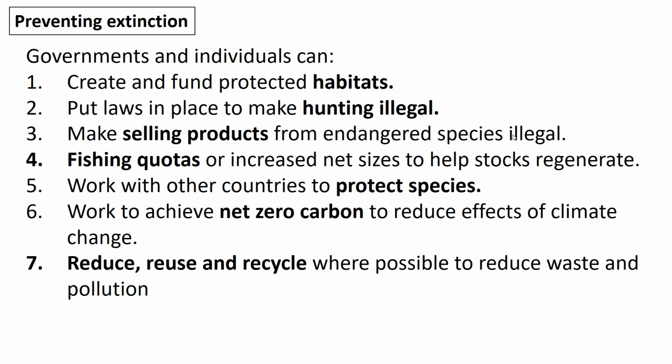We can obviously put things in place to prevent extinction. Humans have a great impact on this. Governments and individuals can create and fund protected habitats, put laws in place to make hunting illegal, make selling products from endangered species illegal, and set fishing quotas or net sizes if you're looking at saving fish species. You can work with other countries to protect species. You can try and achieve net zero carbon to reduce the effects of climate change, and reduce, reuse and recycle to avoid pollution and help support different species in their habitats.